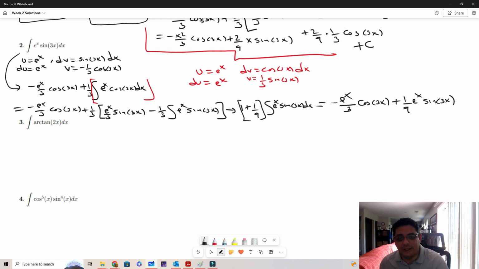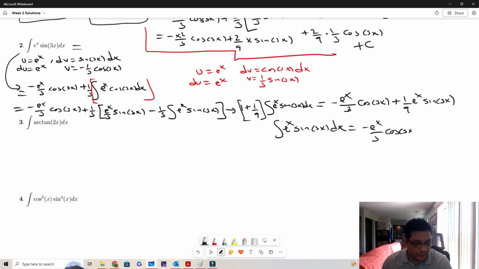Okay? And so we remember that this part is being added to this side because this is an equality. This is equal to this and equal to this. So we can move this piece to the other side, and that's where we get this. So at the end of the day, we get that the integral of e to the x sine of 3x is going to be this part, which is minus e to the x over 3 cosine of 3x plus 1 over 9 e to the x sine of 3x.